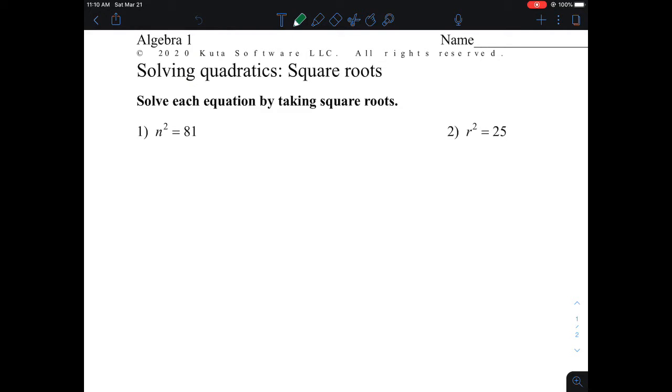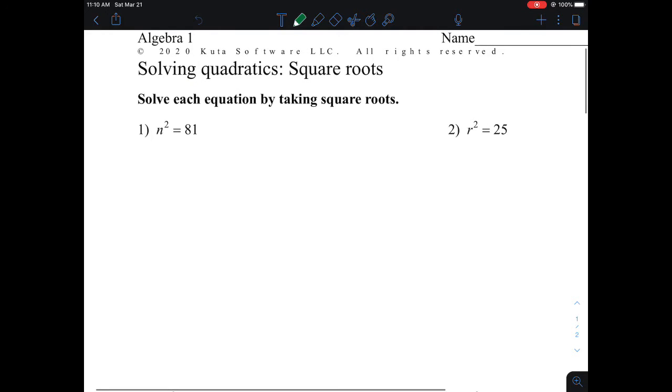And so here in the first two questions, both of the squared terms are already isolated. If they were not, that would be my first move. Now, I want to solve for n. So to undo n to the second power, I would take the square root of both sides.